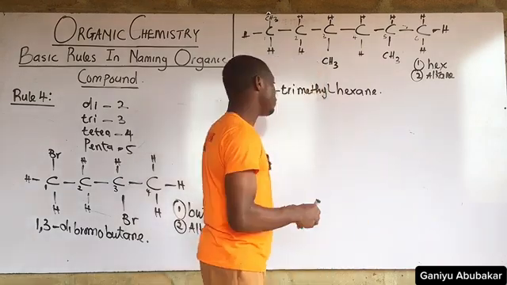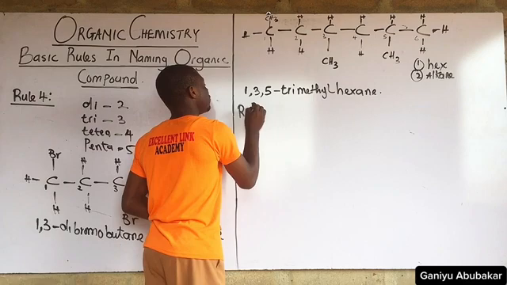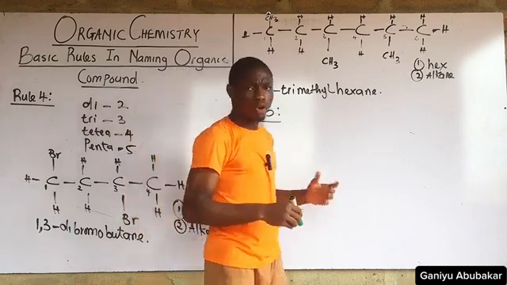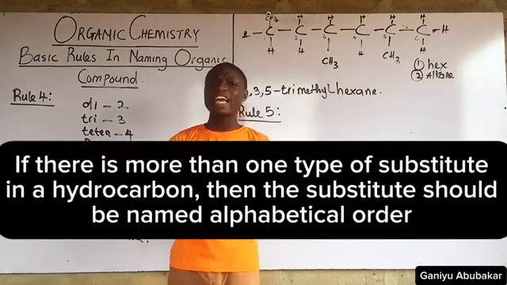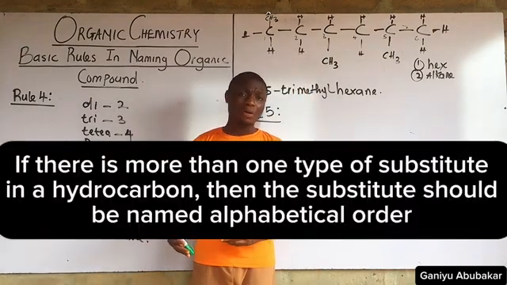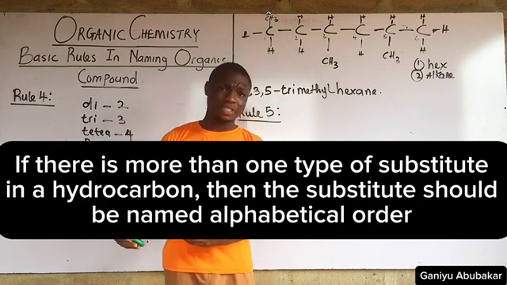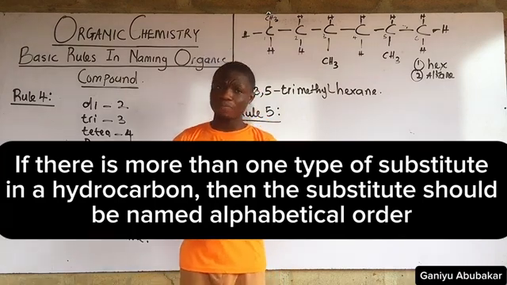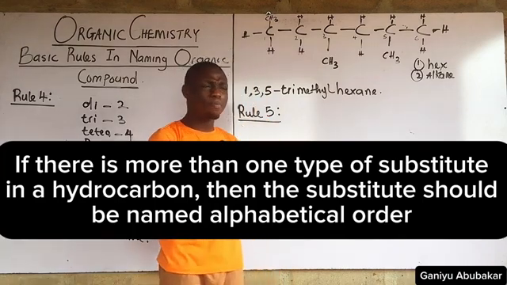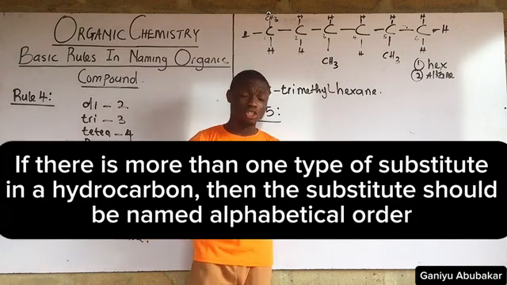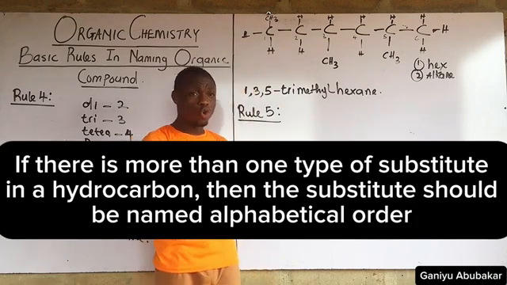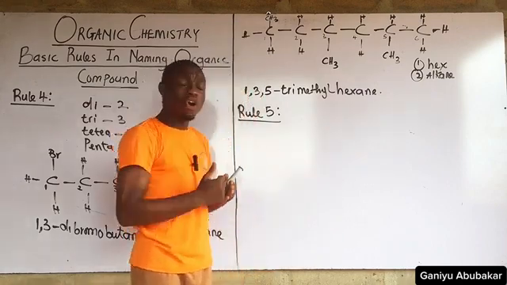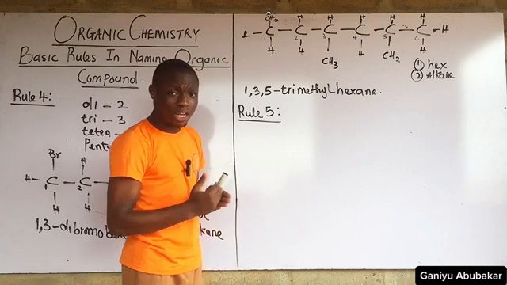Let's discuss rule 5, the 5th rule in naming organic compounds. Rule 5 says that if the substituents in the organic compound are more than 1 but different, hence the substituents should be named in alphabetical order. So in an organic compound where I have different substituents such as bromine, fluorine, chlorine, iodine, how do you name that? We said use the concept of alphabetical order to name them.